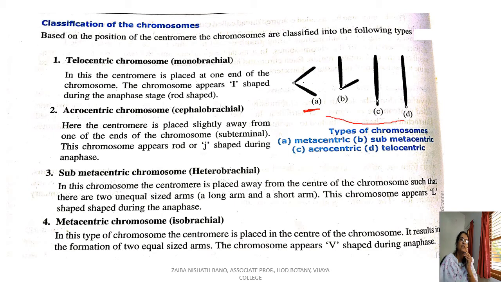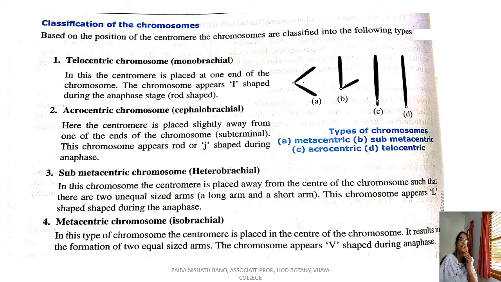What do you mean by a telocentric chromosome? Here the centromere is placed at the end of the chromosome. Hence this chromosome appears rod-shaped during anaphase. So it appears to have only one arm, and hence it is called isobrachial.